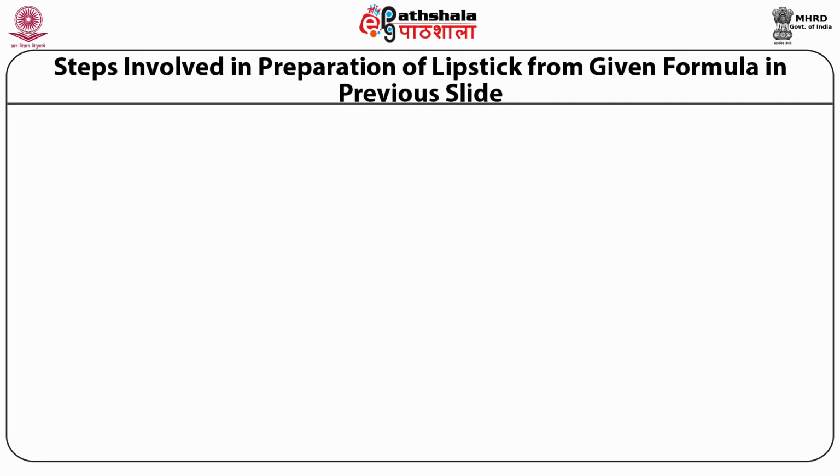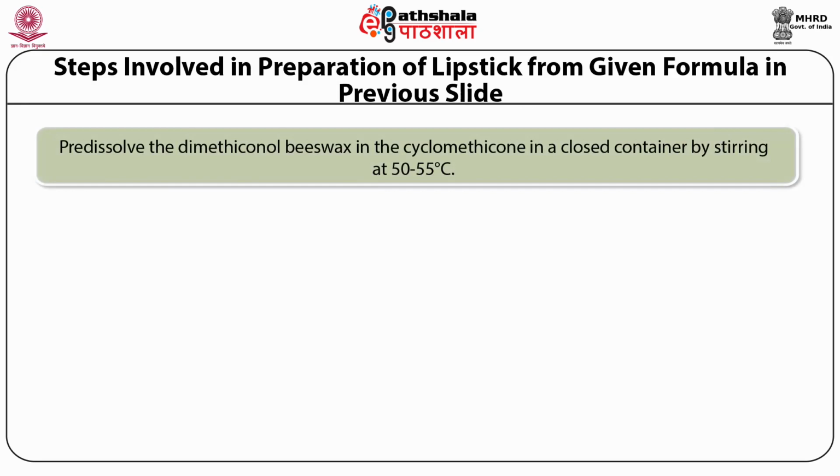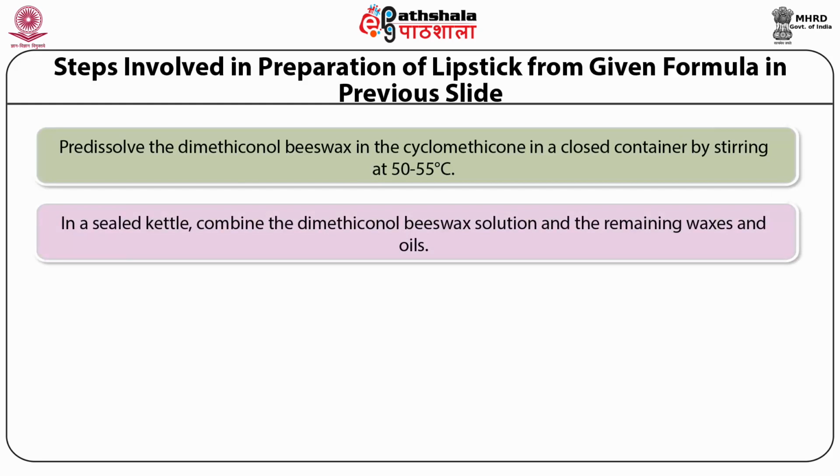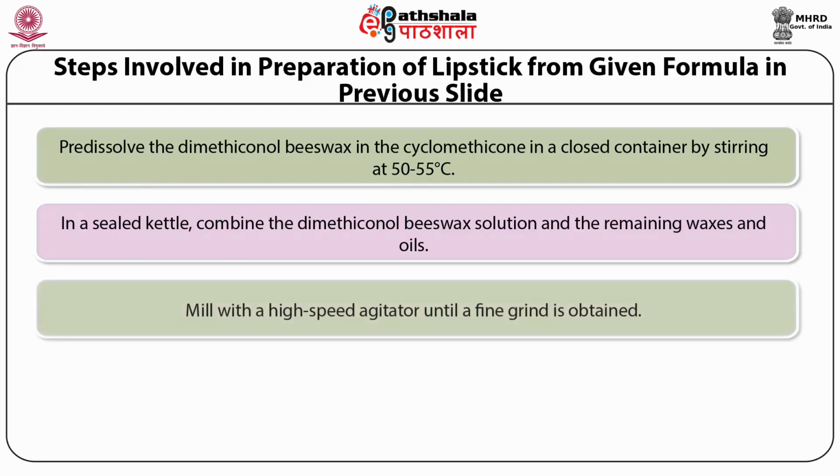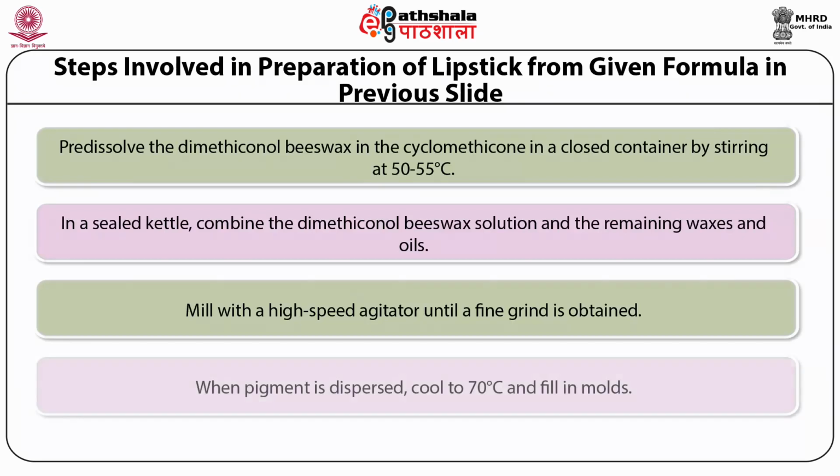The various steps involved in the preparation of lipstick from the formula given in the previous slide are as follows. Dimethiconol beeswax is dissolved in cyclomethicone in a closed container by stirring at 50 to 55 degrees centigrade. Then in a sealed kettle, the dimethiconol beeswax solution and the remaining waxes are combined and heated to 85 degrees centigrade with stirring. Then the pigments are added and milled using a high-speed agitator until a fine grind is obtained. When the pigment is dispersed, it is cooled to 70 degrees centigrade and filled into the molds.